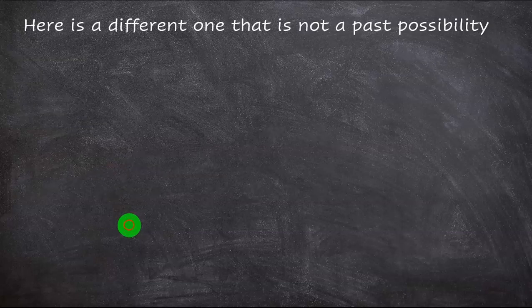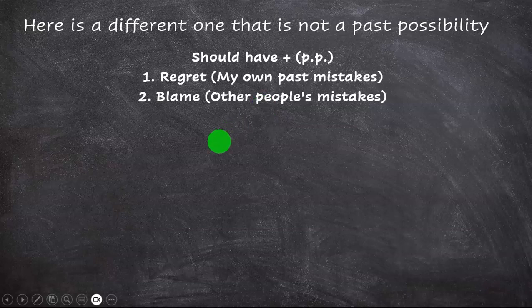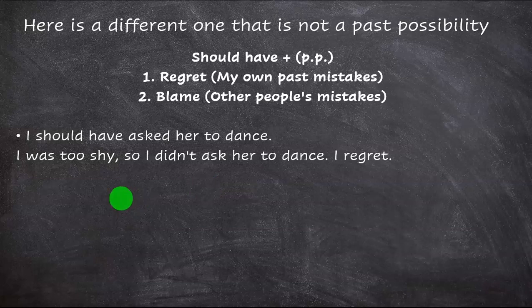Let us move forward. Now here is a different one that is not a past possibility, and that is should have plus past participle. What is it used for? It is used for regret, my own past mistakes, and it is used to blame other people's mistakes, right? Example, I should have asked her to dance, right? Maybe I was too shy, so I did not ask her to dance. I regret it now.